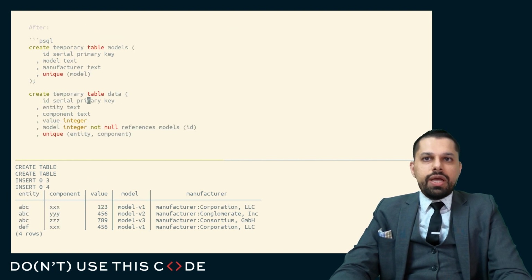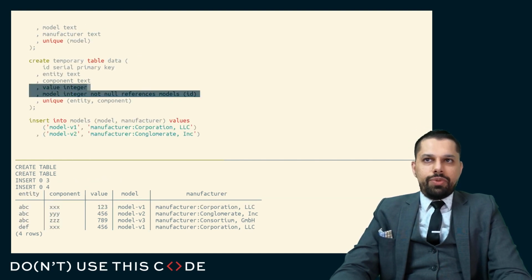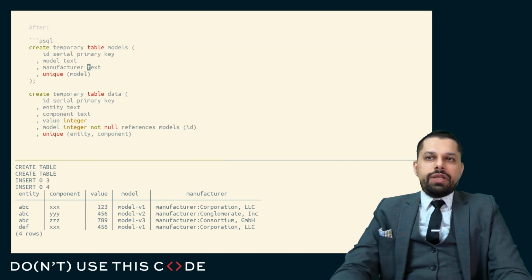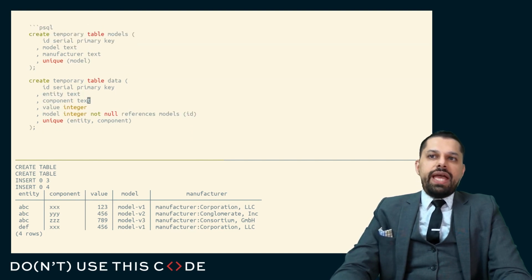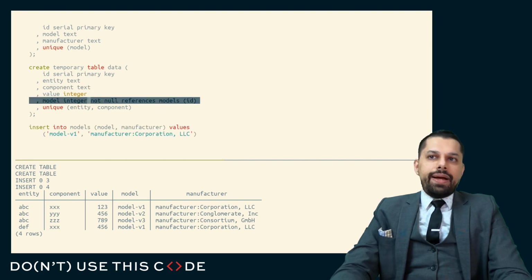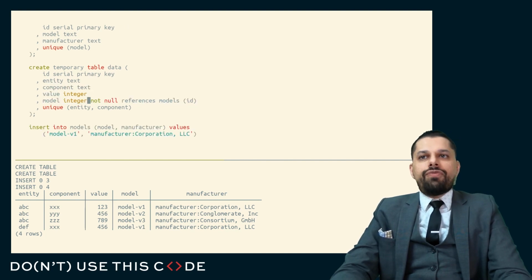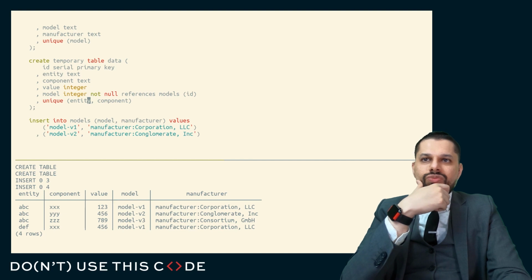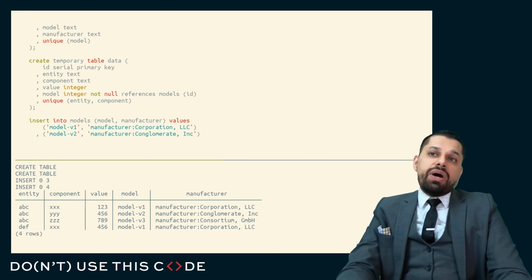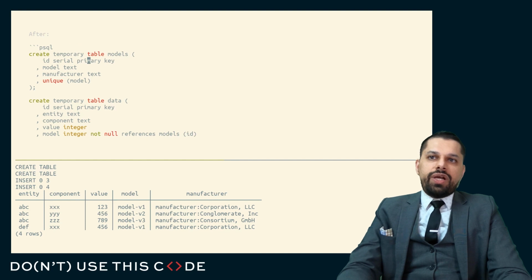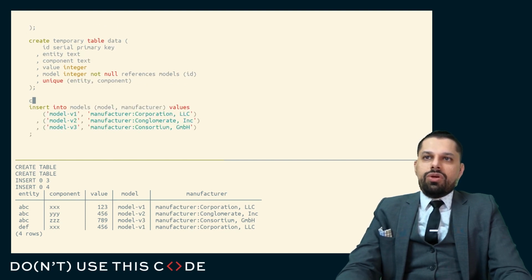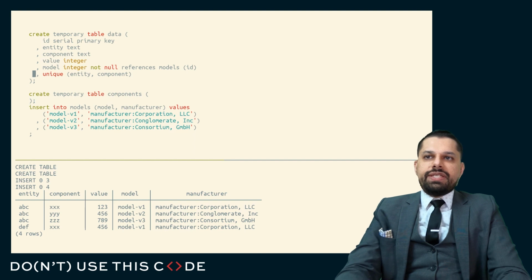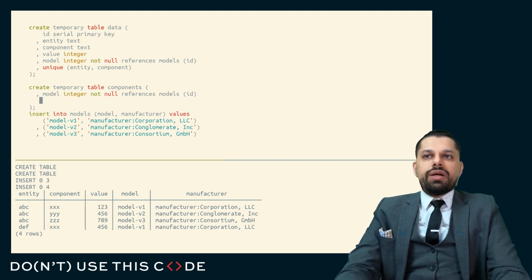And so in the after case, we're going to split this up into two tables, and we're going to have a foreign key linking these two tables. In the first table, we'll have the models and the manufacturers. And in the second table, we'll have the entities, the components, the values associated with them, and some identifier for the model. And so here you can see, okay, the model is now determined by the entity and the component. But we could also determine this based off of the component itself. We could do something like create another table for the components. And we could say this is actually stored against the unique component.